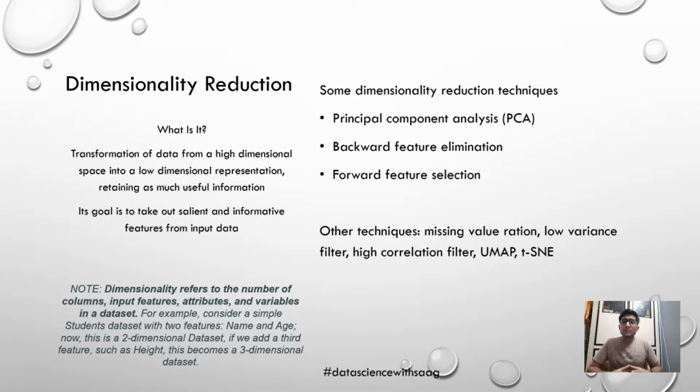Backward feature elimination takes into account all the available features in the data and builds a model on top of it. It iteratively computes the score by eliminating one feature at a time and selects the best set of features. On the other hand, forward feature selection starts by picking up one feature and then goes on to add more features. Similarly, it creates a subset of features which are most useful or provide the most important information.